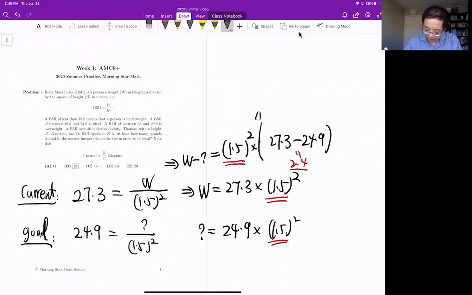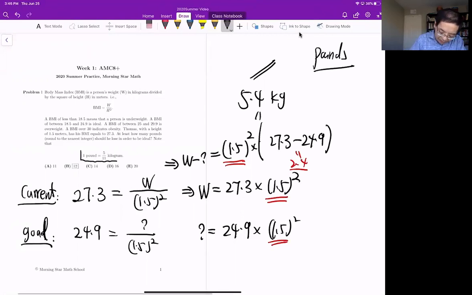Well, you can calculate, this is 5.4, and the unit is kilograms. What you need is to transfer this to pounds. All right. Okay. So here we have the formula. It says 1 pound equals 5.11 kilograms, which means you have more pounds. 1 kilogram has more than 1 pound.